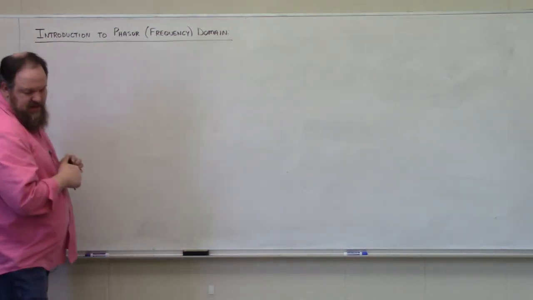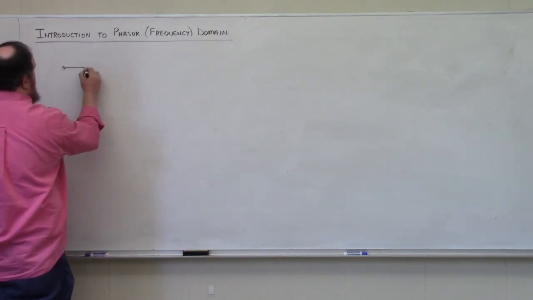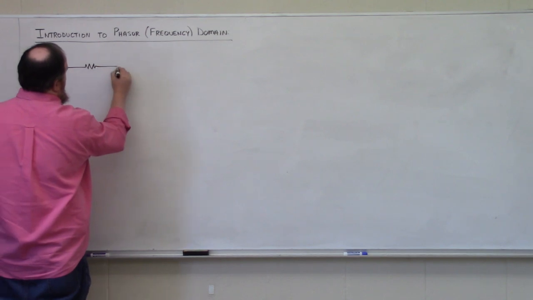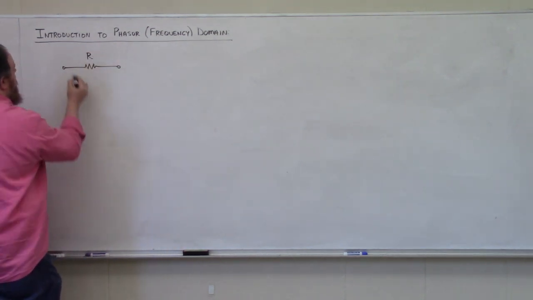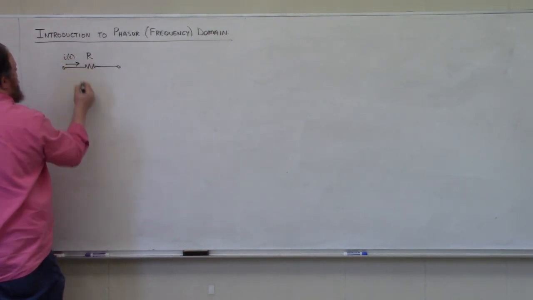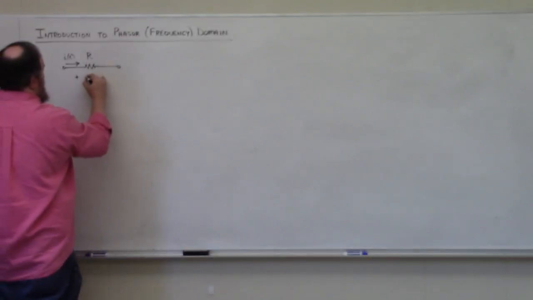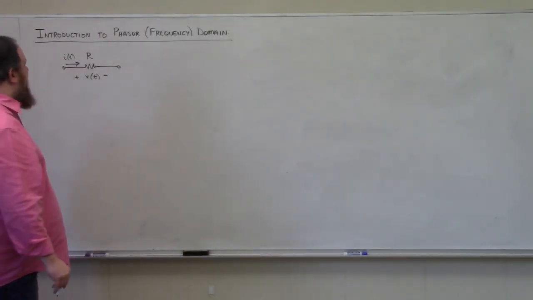So let's say that we have a resistor that has some resistor value R. We know that there's going to be some current I of t flowing into the resistor and an associated voltage drop V of t across our resistor.